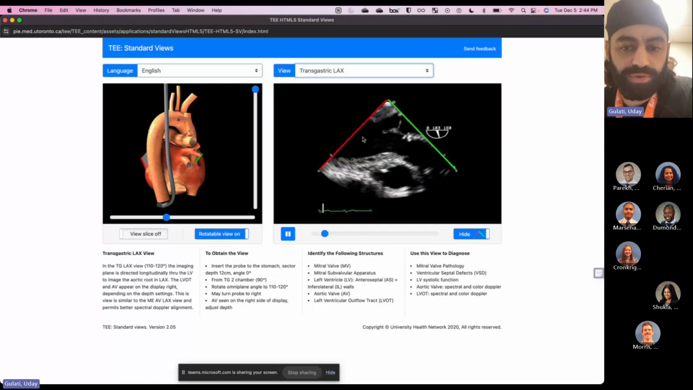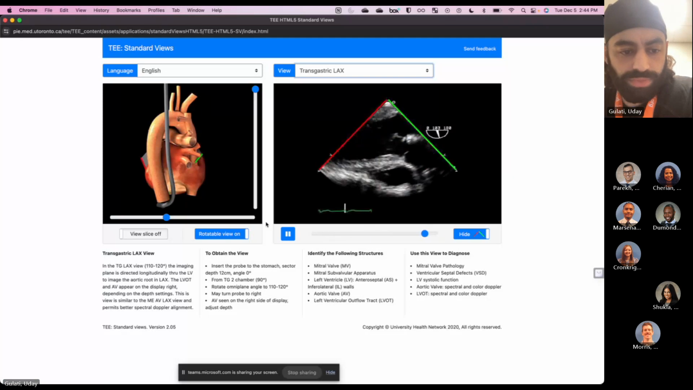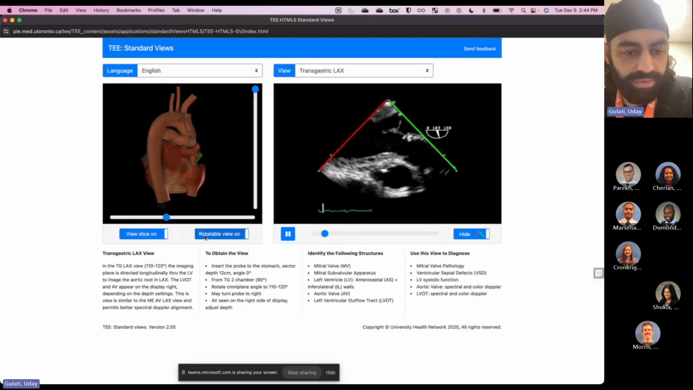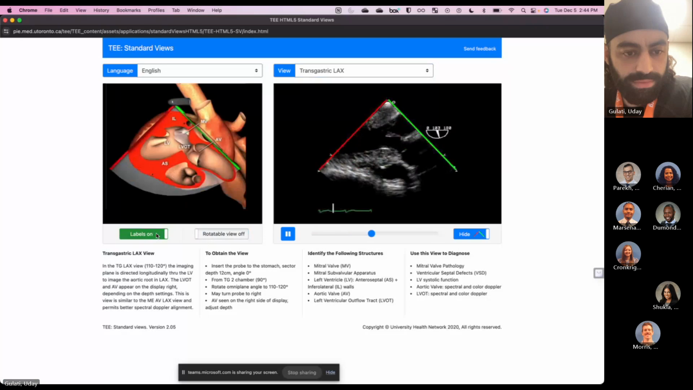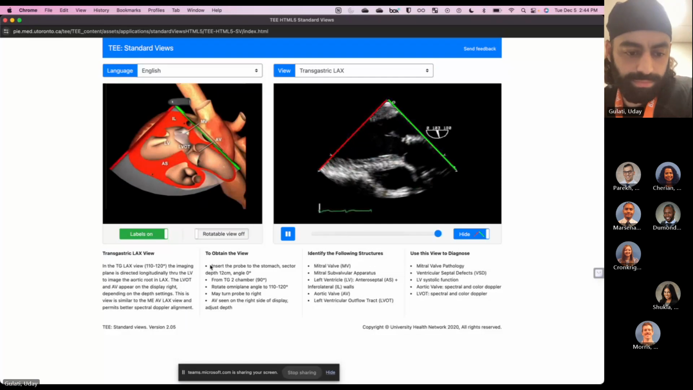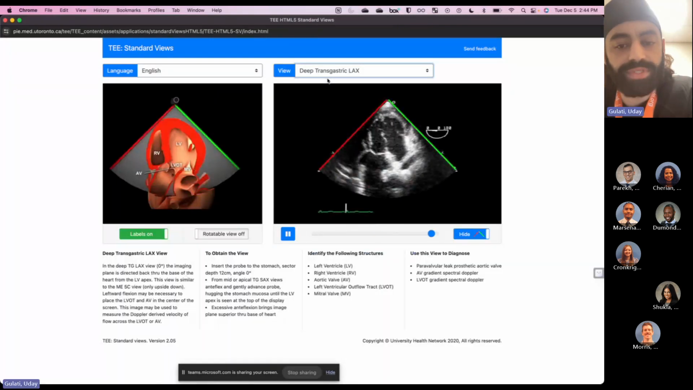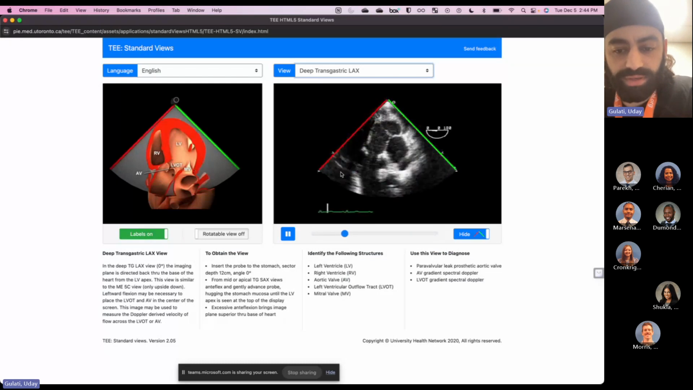Your left atrium is here, left ventricle, outflow tract. Actually, let me confirm the transgastric. I forget. Yep. You see it? So you're measuring the flow going this way. Sorry, it was deep transgastric. So you want to go a lot lower. This is the view that you need to measure your LVOT VTI.